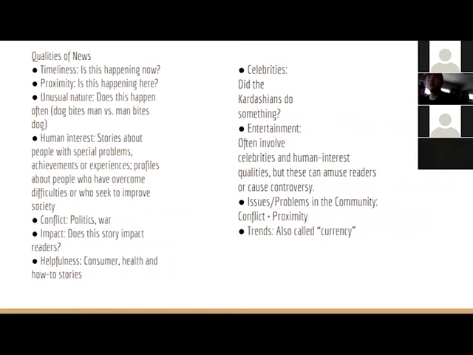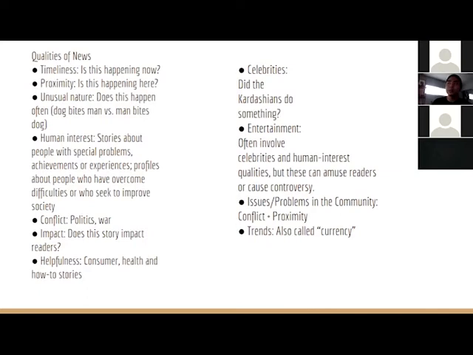All right, so quality of news. There are 1, 2, 3, 4, 5, 6, 7, 8, 9, 10, 11 things that count as news. The first one is timeliness, right? Meaning what constitutes a news story. The first one is timeliness. Is this happening now, right? So a news story, is this happening now? Is it something that is occurring recently or right now?